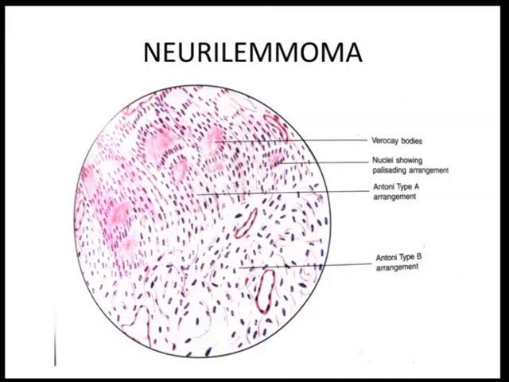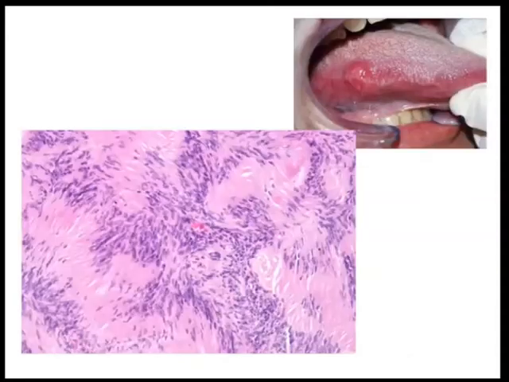So now coming to Antoni type A, the Verocay bodies are the acellular eosinophilic structures, which are followed by a nucleus showing a palisading arrangement that is surrounded by it. Then Antoni type B with the irregular arrangement of the fibers and the cells.